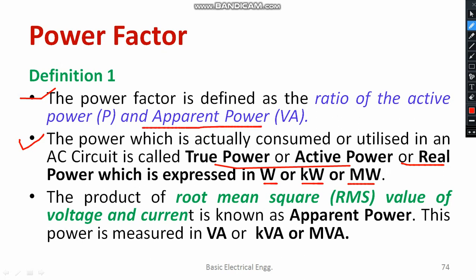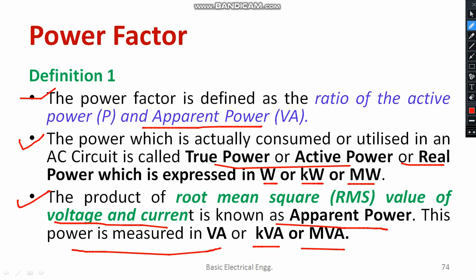What about apparent power? The product of the RMS value of voltage and current is known as apparent power. It is the power measured in terms of volt ampere, or if you are looking for a higher range, then you can go ahead with kilovolt ampere or megavolt ampere. So if you take the ratio of both, active power and apparent power, surely you are able to get the power factor. It's a unitless quantity.